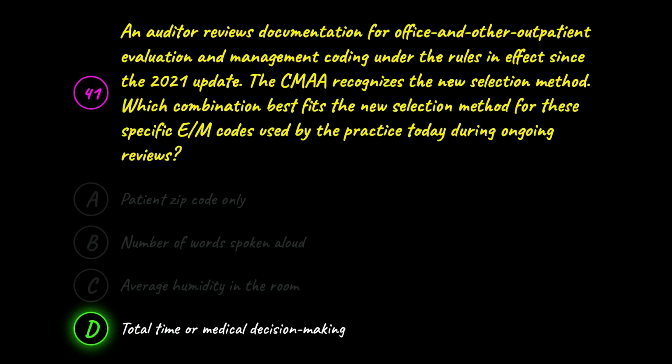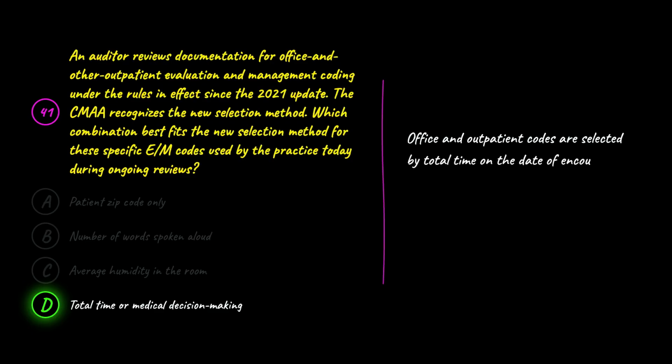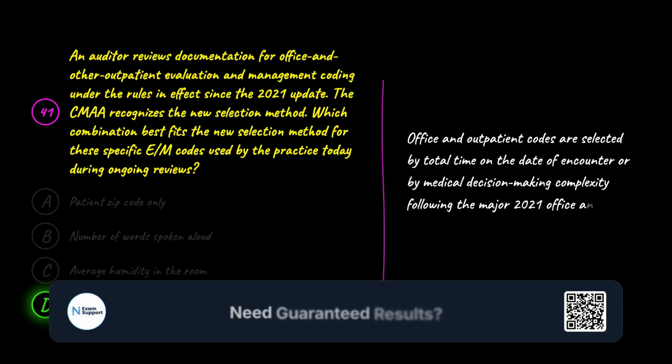The correct answer is D. Total time or medical decision making. D is correct because office and outpatient codes are selected by total time on the date of encounter or by medical decision-making complexity following the major 2021 office and other outpatient code update.